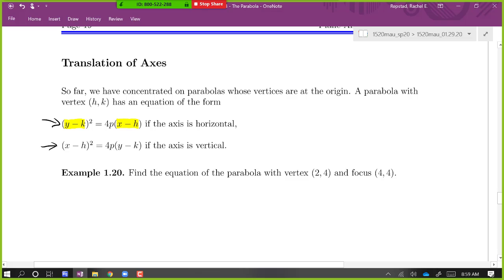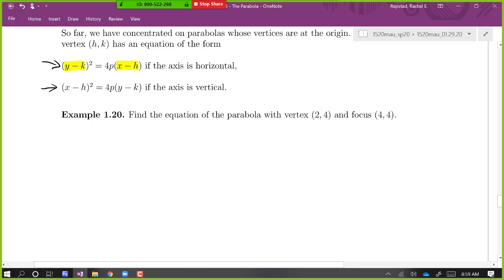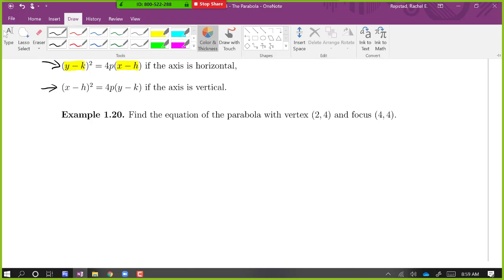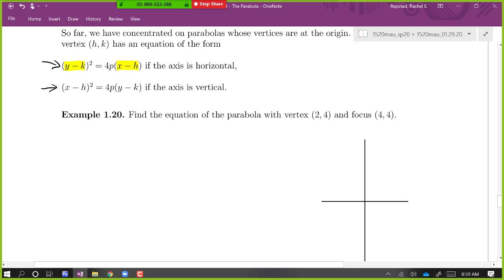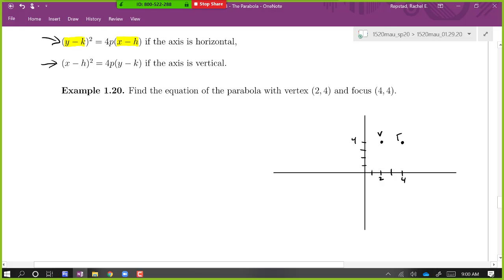So if I wanted to find the equation of the parabola with vertex 2, 4 and focus 4, 4, well, they start by giving us geometric information, so I'm going to sketch this first. I'm just going to plot those points. I probably can't sketch the whole parabola here, but plotting the points might give me some insight, a place to start at least. So the vertex is at 2, 4. The focus is at 4, 4. So there's the vertex, there's the focus.